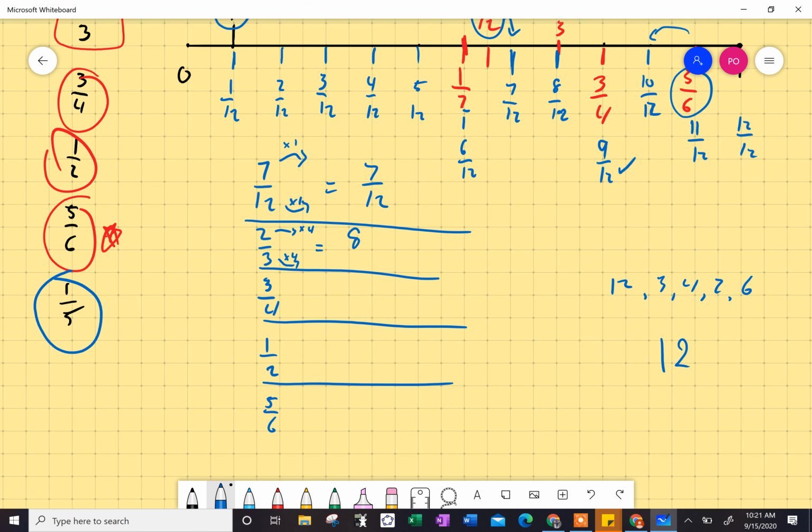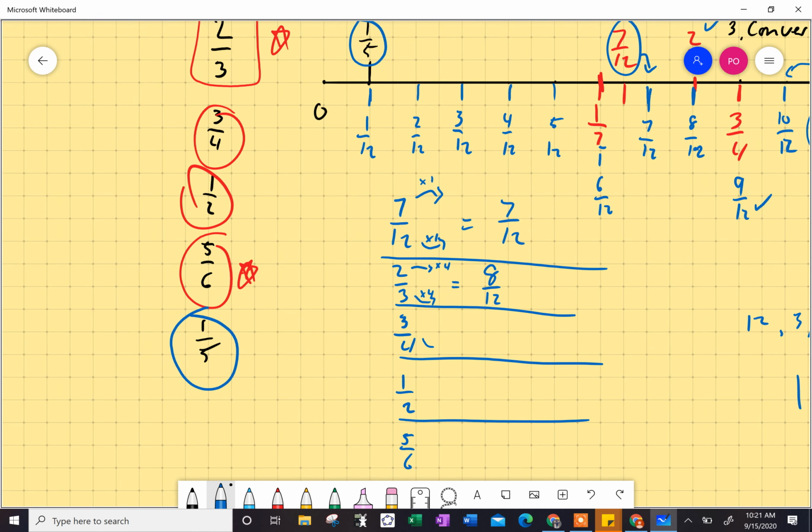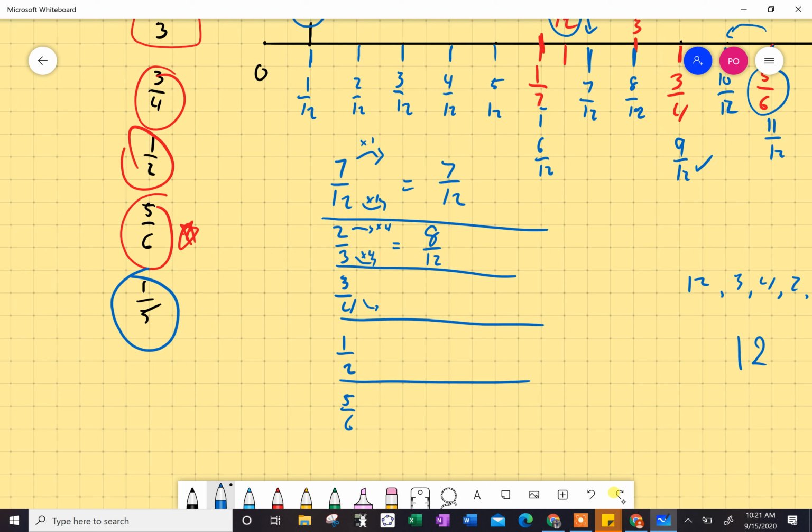Well, if I do that, 2 times 4 is 8, and 3 times 4 is 12. So 2/3 is 8 twelfths. If I want to change a 4 into a 12, I would have to multiply by 3. So 3 times 3 is 9, and 4 times 3 is 12.